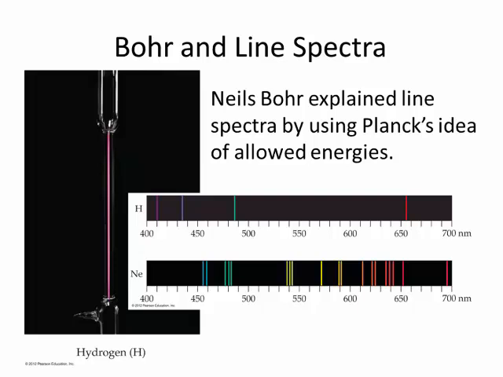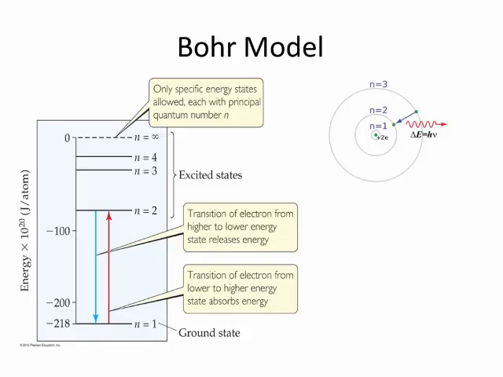And so Bohr looked at this and said, well, based on the quantized energy levels, that must mean that the electrons can only have certain energies in their orbits. And so he looked at it this way: when you put the energy in, it causes the electron to jump from a lower energy level to a higher energy level. And it will only jump if it has the exact energy.